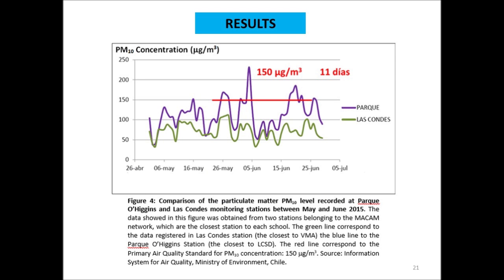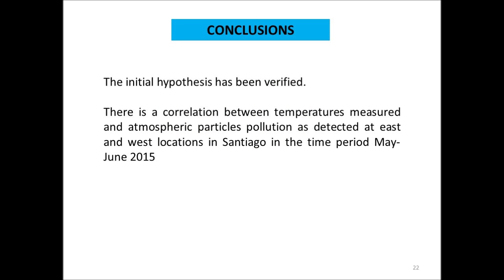The last figure shows the emission of particulate matter PM10 registered at both stations for the studied period. The concentration of PM10 and therefore atmospheric pollution is higher at Parque O'Higgins station. Also, during 11 days, it was higher than the primary air quality standard that corresponds to 150 micrograms per cubic meter. In contrast, Las Condes station did not exceed the primary air quality standard throughout the study period. So, our hypothesis was accepted.